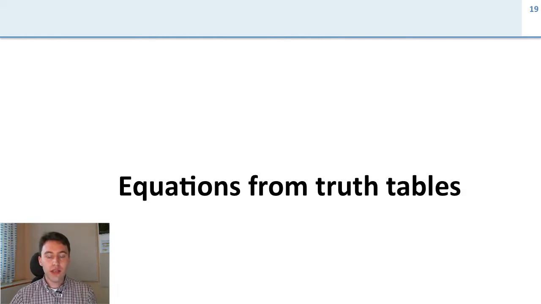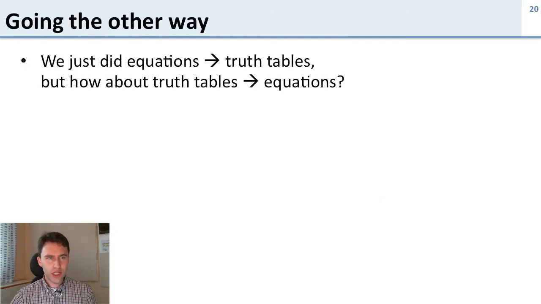So now we're going to look at getting equations from truth tables. And this is going to be a little bit more involved than what we had before. What we had just done is we went the other way around. We took equations and we figured out what the truth tables were. But how about doing it the reverse? If I give you a truth table, can you figure out what the logic equations are?